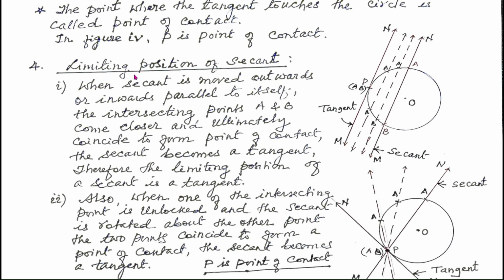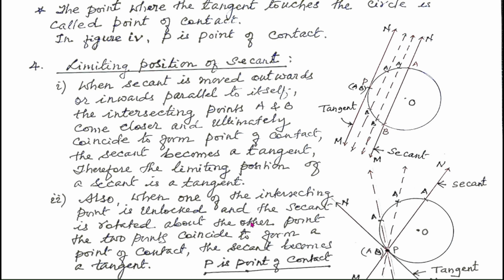Now let us understand what is the limiting position of a secant. Now I have a secant here, MN, which cuts the circle in two distinct points A and B. If I move the secant parallel to itself, then we find that the two distinct points A and B come closer to each other and they coincide at point P. Both the points A and B, which were distinct, have now been converted into a single common point known as point P, and the point P is now the point of contact. Therefore, MN, which was a secant, is no more a secant, it is a tangent. And therefore, remember, the limiting position of a secant is a tangent.